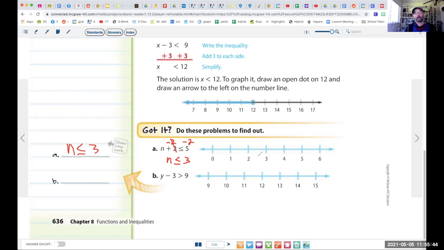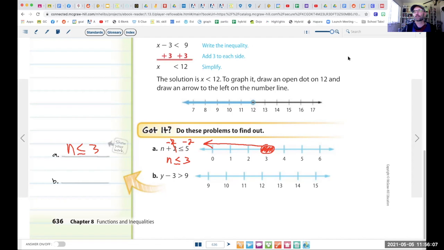Now we're going to graph it. So the graph, it's less than or equal to 3. So I'm going to circle the 3 here. And because it's less than or equal, I color it in. And less than goes this way. All right, now you try letter B. y minus 3 is greater than 9. On your mark, get set, go.